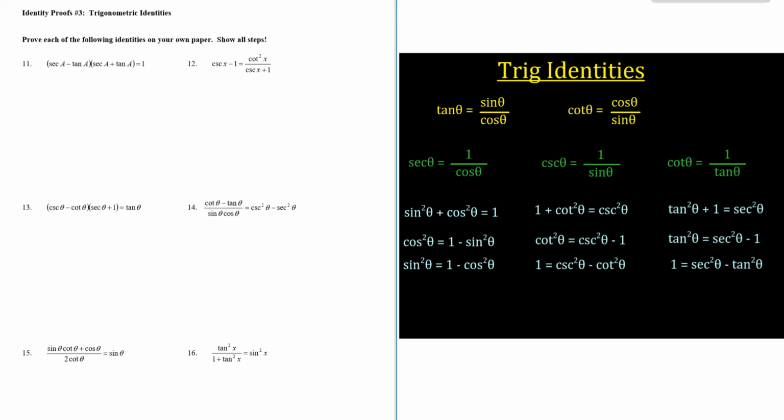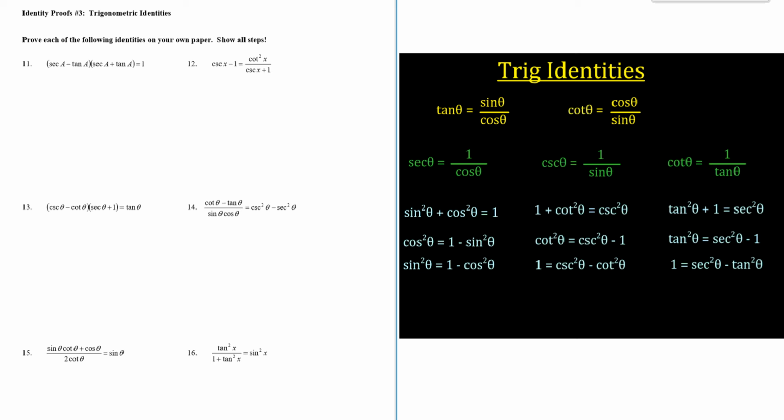This is our next installment in identity proofs with trig identities. As you see here, I've got my toolbox over on the right, and on the left are my 6 problems I'm going to be working on. What I'd strongly encourage you to do, just like I've been saying before, is pause it, write down these 6 problems, and see if you can do them without me doing it for you. You're going to get so much better at this if you don't just watch me do it for you. You get better by learning by doing.